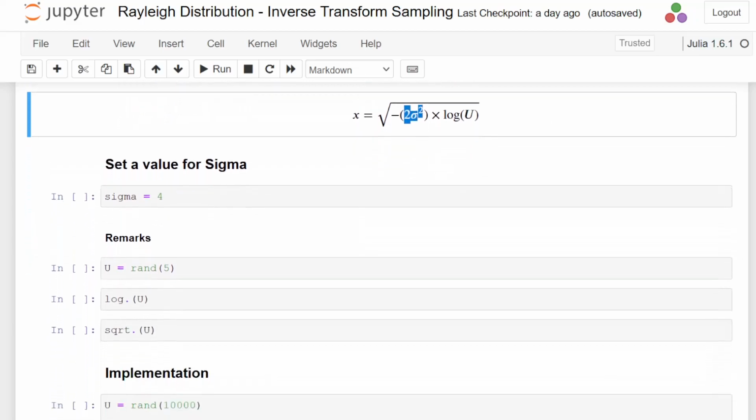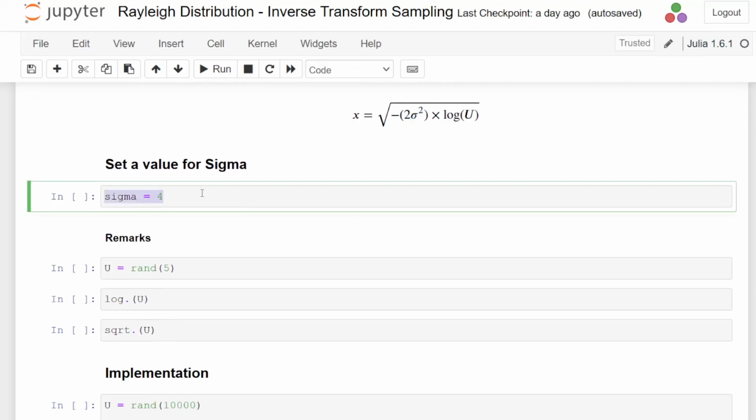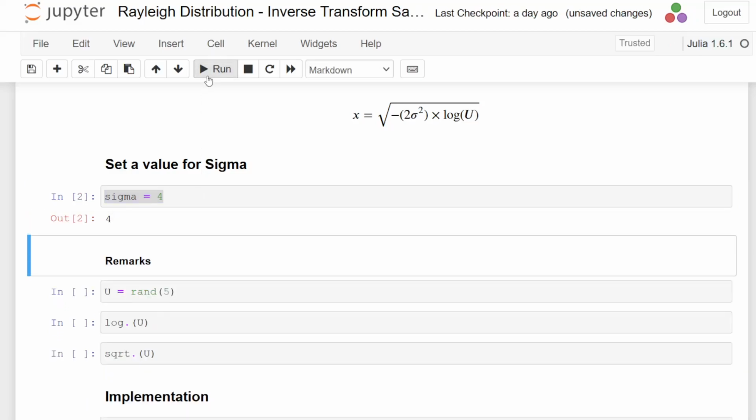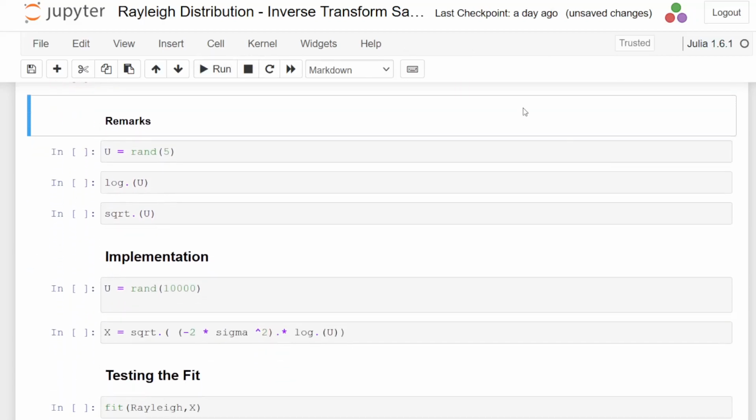So I'm going to set sigma here equal to 4, just to set up a value on an ongoing basis. Let that equal 4. Now, just some remarks about how to do the calculations with Julia.